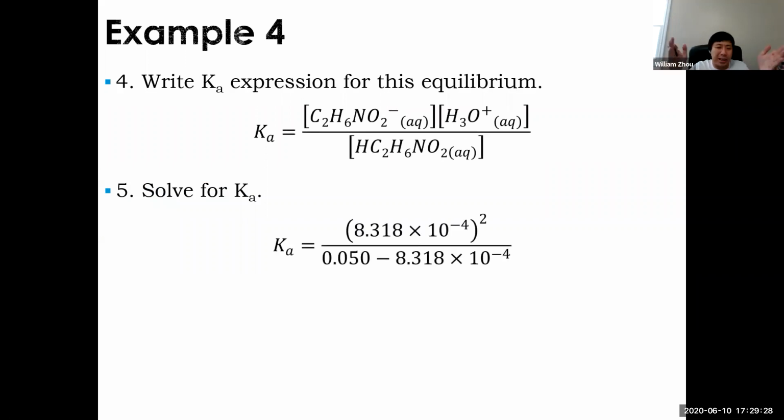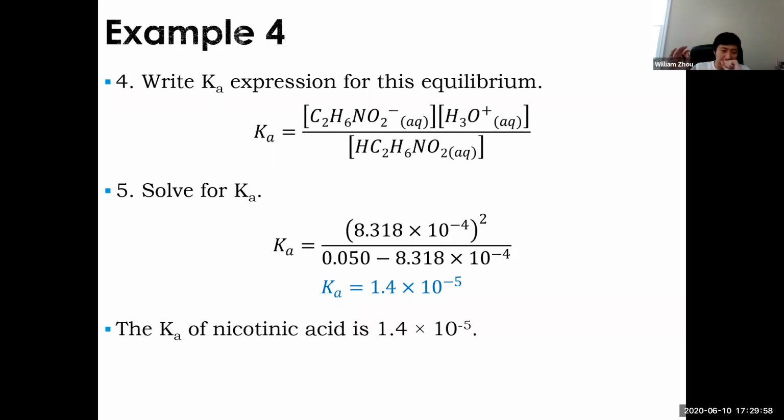Notice that this is the exact same format. Nothing changed except the numbers. So X squared, that would be 8.318 times 10 to the negative 4 squared divided by 0.05 minus 8.318 times 10 to the negative 4. You have a calculator, put everything in the calculator at once. You get the Ka, 1.4 times 10 to the negative 5. So notice that there's 2 sig figs because the initial concentration has 2 sig figs. All right, so therefore the Ka of nicotinic acid is this.